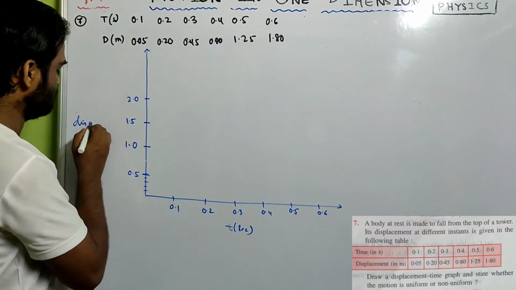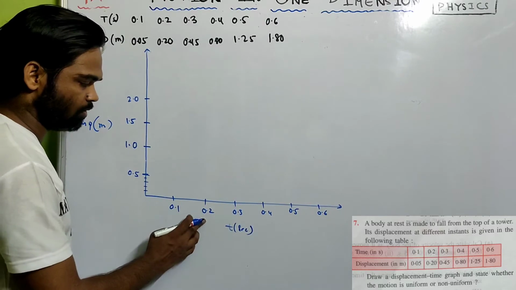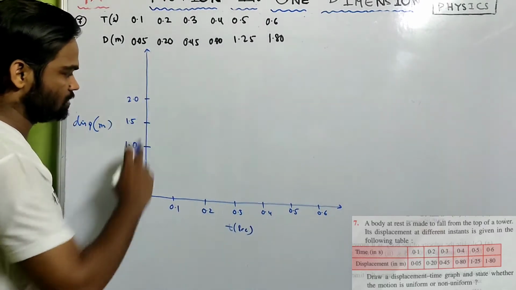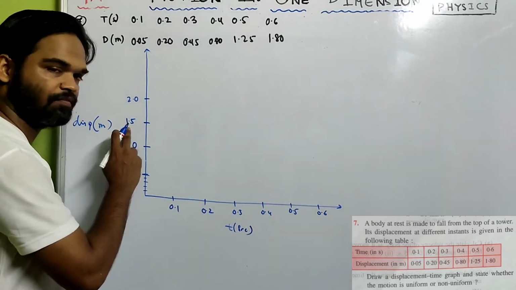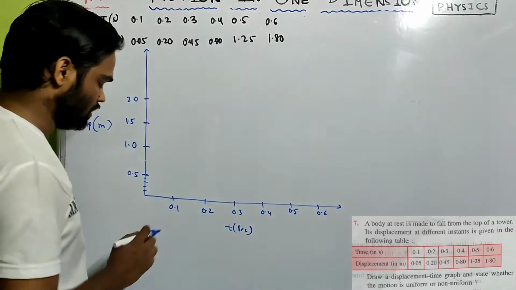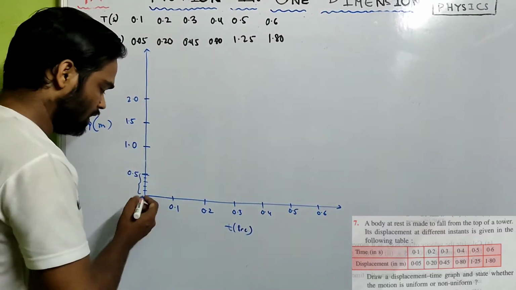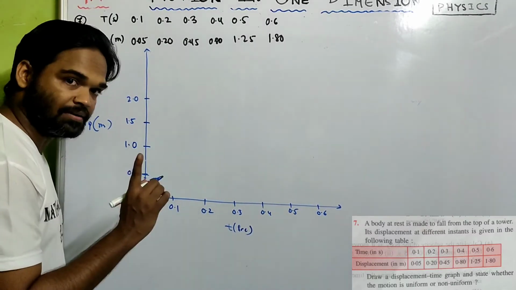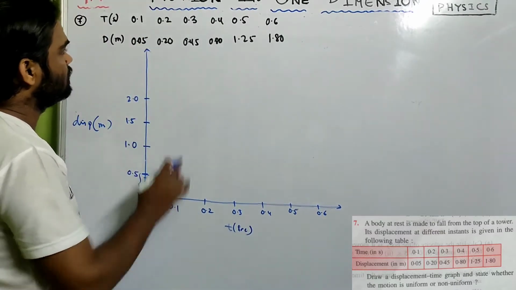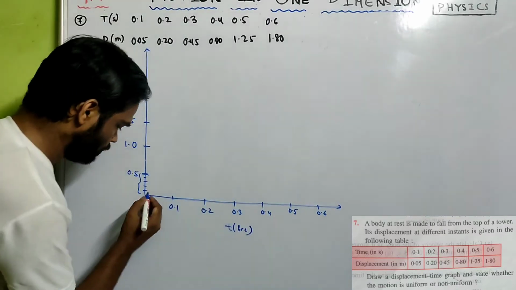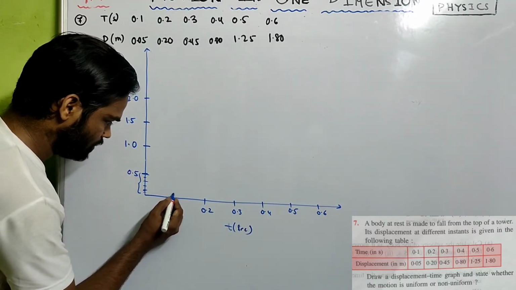This is displacement in meter. This is time in second. I've drawn this: 0.1 second, 0.2 second, like this. And this, your displacement is 0.5 meter, 1 meter, 1.5, 2.0 meter. Now look carefully. I've divided this portion into 5 equal parts, and each part is equal to 0.1. At 0.1 second, the displacement is 0.05. So 0.1 is over here, somewhere over here. Look carefully.